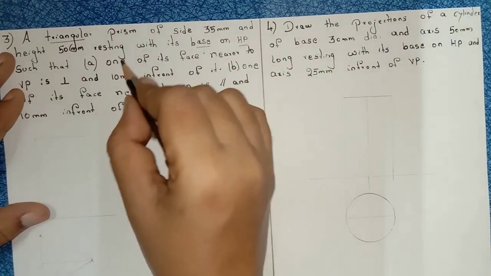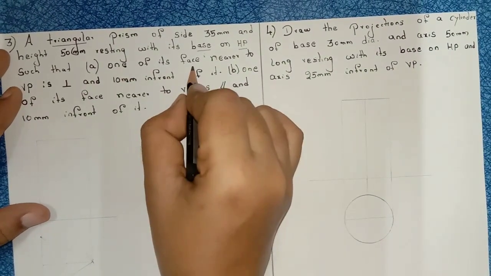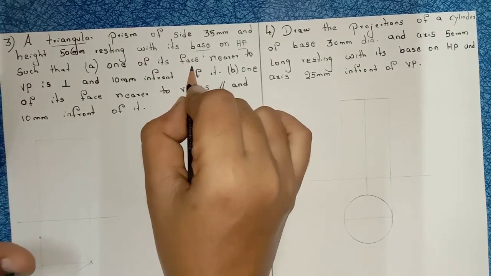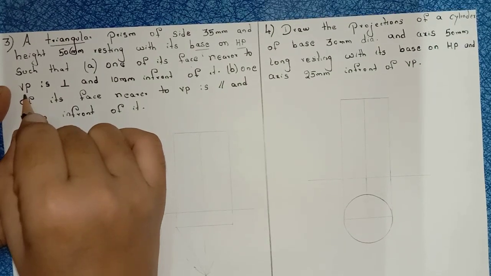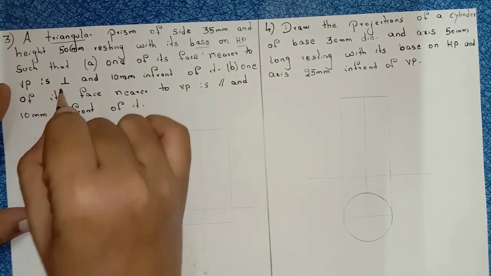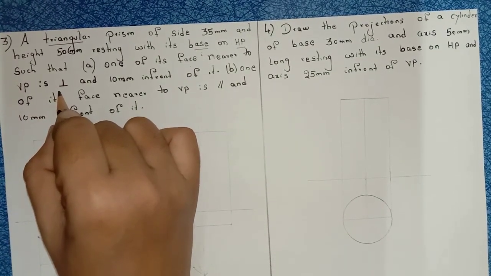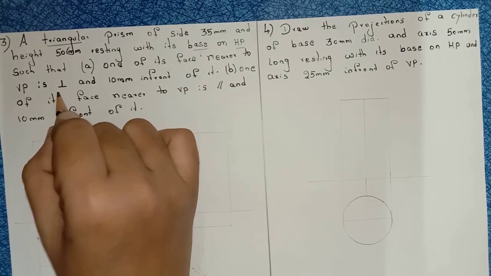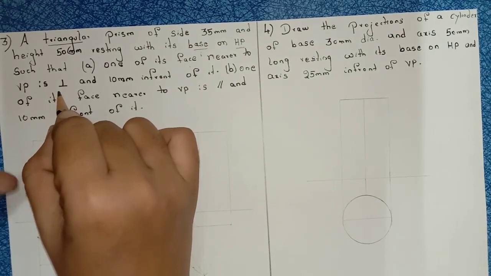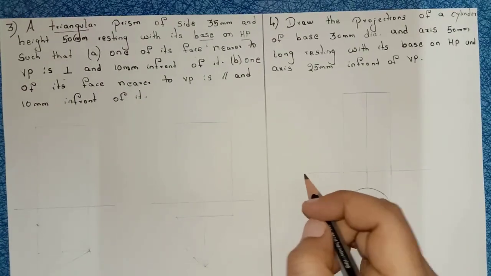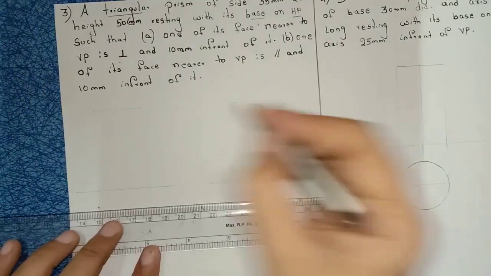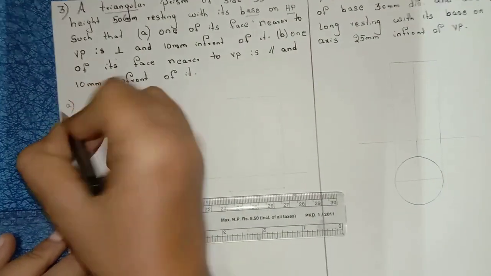So let us see first A bit. One of its faces, the triangular face, should be nearer to VP. That face should be perpendicular to VP. The mentioned distance is 10 mm in front of it. So let us see how to construct A bit.